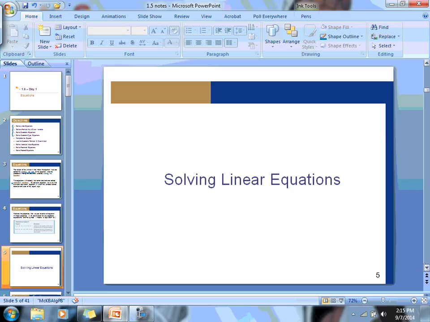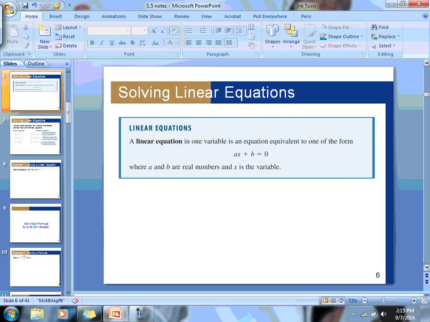When we're solving linear equations, we want to first remember what exactly a linear equation is. A linear equation just has one x term, so it's going to have this ax plus b. Since x is just x, since it's not squared or cubed, that's what makes it linear.